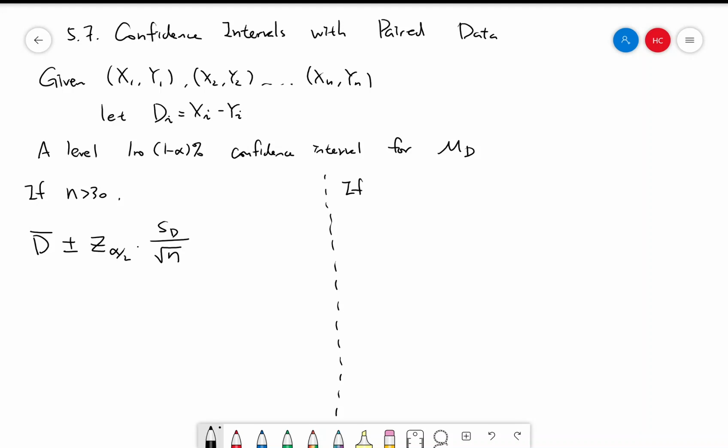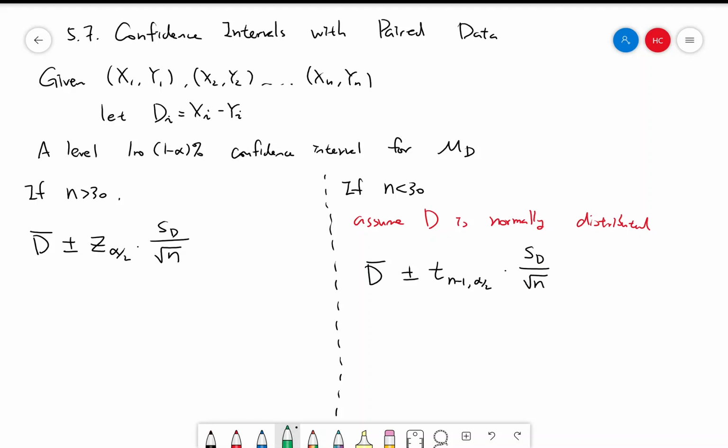But if the sample is not big enough, then we have to assume that D is normally distributed. Under this assumption, we can construct a confidence interval using the student's t distribution. So it will be the sample mean plus minus t with the degree of freedom n minus 1, alpha over 2, times the sample standard deviation divided by the square root of n.